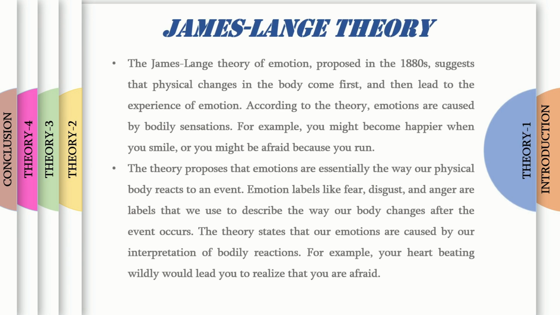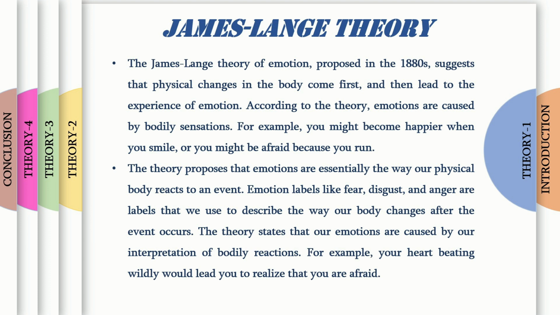The James-Lange theory of emotion, proposed in the 1880s, suggests that physical changes in the body come first, and then lead to the experience of emotion. According to the theory, emotions are caused by bodily sensations. For example, you might become happier when you smile, or you might be afraid because you run.